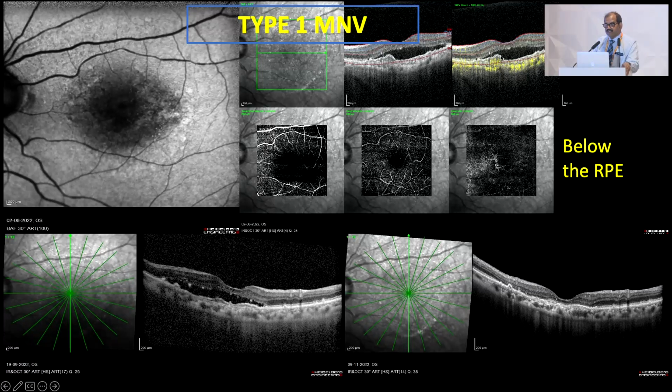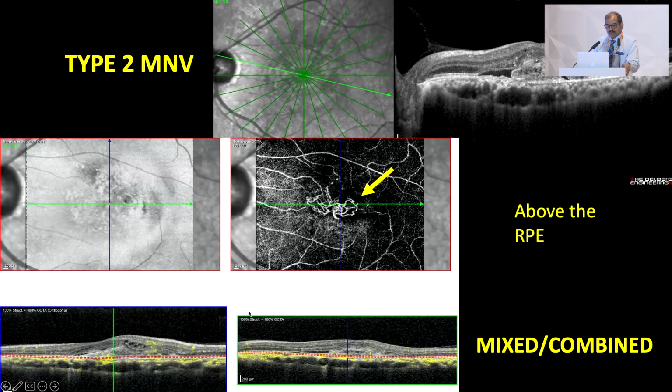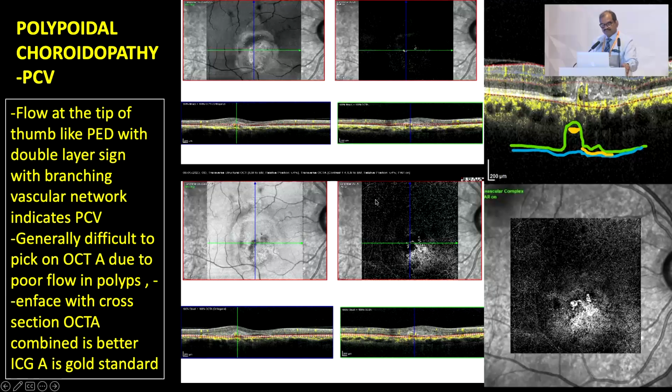Now, this is a patient where you can see these yellow dots. These are the Heidelberg images, and you can see these yellow dots are showing that the flow is present in this area. This is the image without any OCT details. Here you can see only the flow, and here these flow dots are superimposed on the B scan. And this is the flow present below the RPE, and this is the en face image of the same. This is type 2, where you can see this flow is present above the RPE, and this is the vascular network above the RPE. There can be mixed or combined types of lesions also.